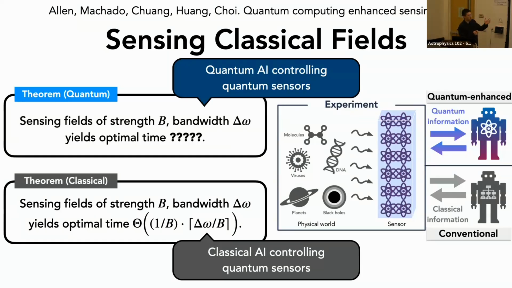What about quantum agents? Is it possible for a quantum AI agent controlling quantum sensors to achieve a speedup over classical AI agents controlling quantum sensors? And that's what I'm going to talk about for the remainder of my time.